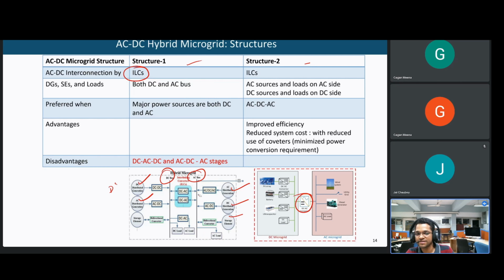So here the problem is that we still have these multiple stages, because on both sides both types of source and load are present. Again DC, AC, DC and AC, DC, AC stages are there. This is the AC, so AC generation is there. Then again DC, then again AC. This is for wind.